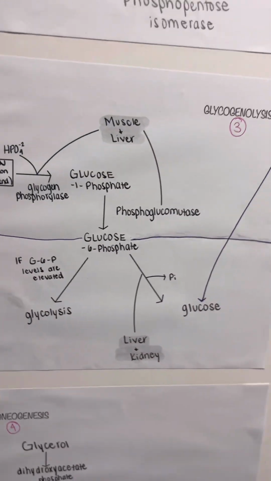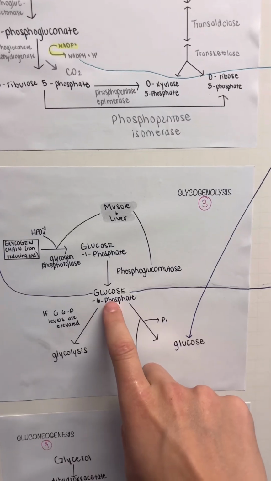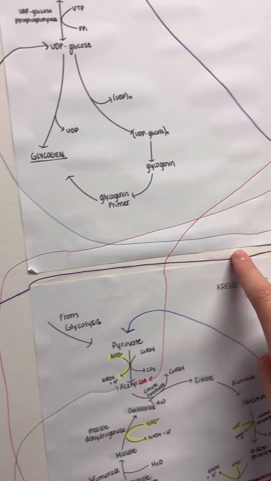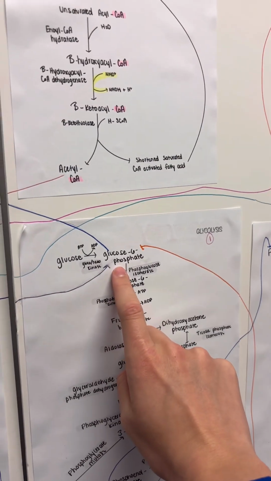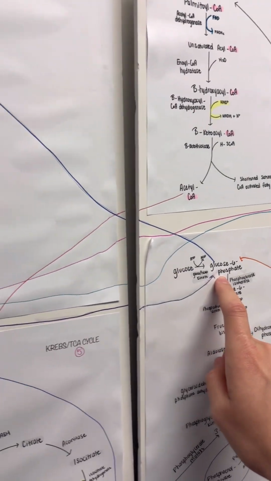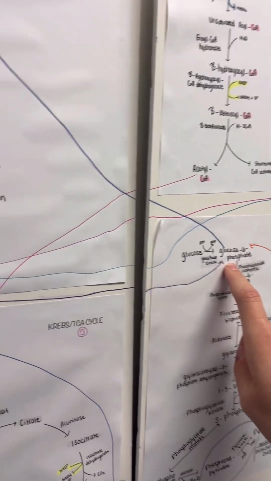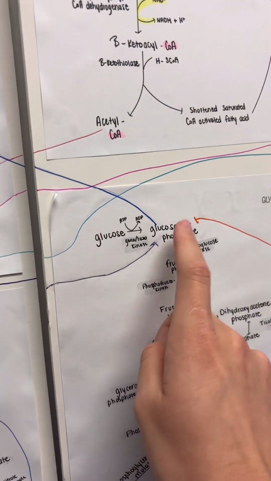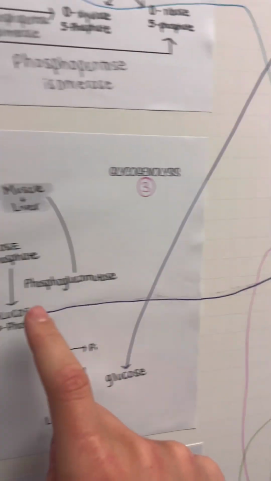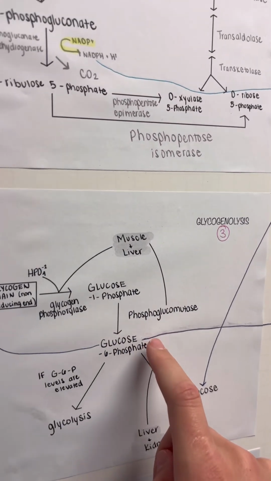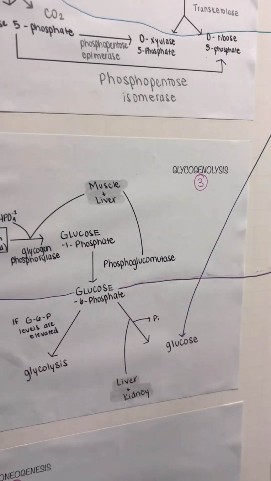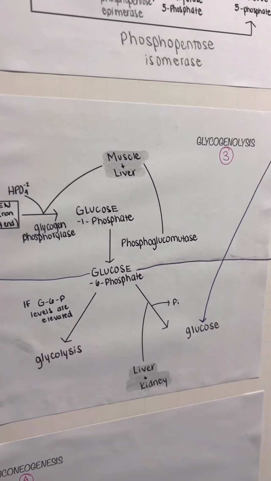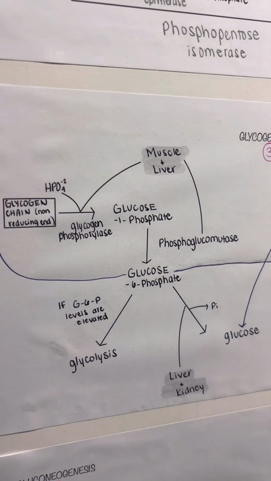Okay, and then we're going to follow our second line back to glycolysis. So again, glycogenolysis and glycolysis share the substrate glucose 6-phosphate. In glycolysis, it comes from the uptake of free glucose, and in glycogenolysis, it comes from stored glycogen.